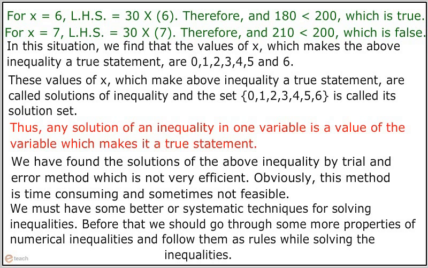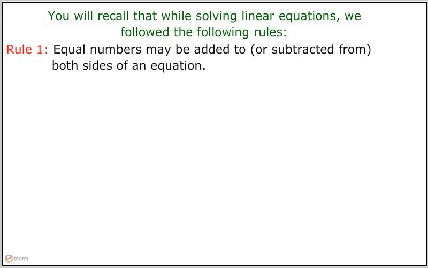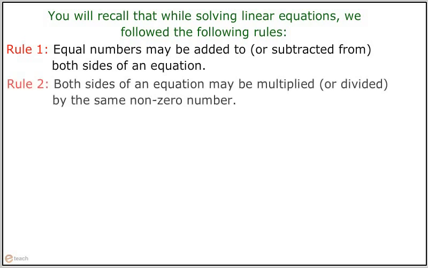Before that, we should go through some more properties of numerical inequalities and follow them as rules while solving the inequalities. You will recall that while solving linear equations, we followed the following rules. Rule 1. Equal numbers may be added to or subtracted from both sides of an equation. Rule 2. Both sides of an equation may be multiplied or divided by the same non-zero number.